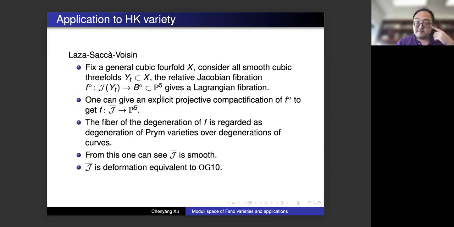Of course, it would be very nice if it were a new deformation type, but they also proved that it's deformation equivalent to OG10, one of the two sporadic families found by Kieran O'Grady more than 20 years ago.